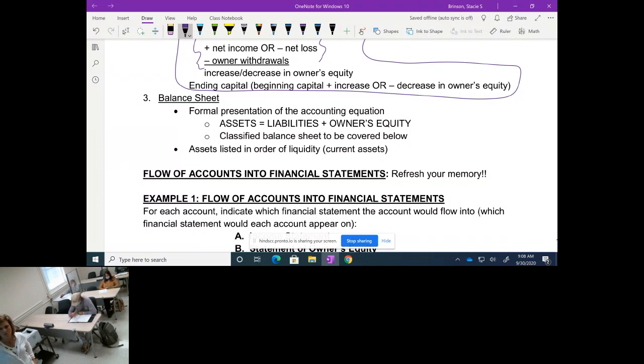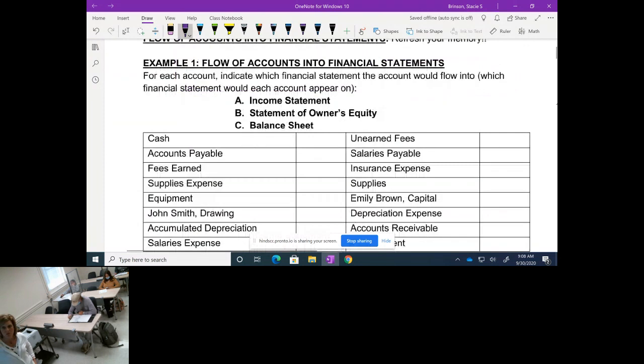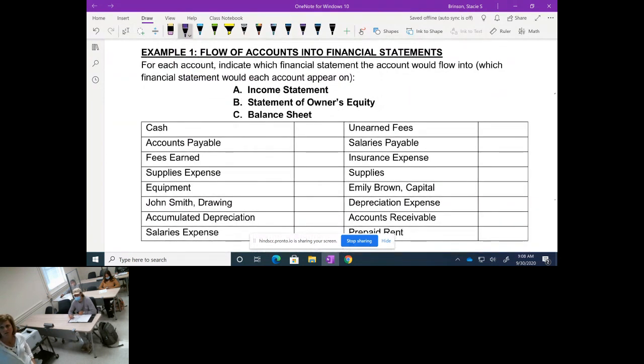Okay, just as a refresher, let's look at this first example. I want y'all to tell me for each one of these accounts which financial statement it goes on. But first of all, tell me what kind of account it is. What is cash? Asset. It's an asset. So where does it go? Balance sheet. All right, so remember, income statement is revenue and expenses. And your balance sheet's going to be assets equals liabilities plus owner's equity.